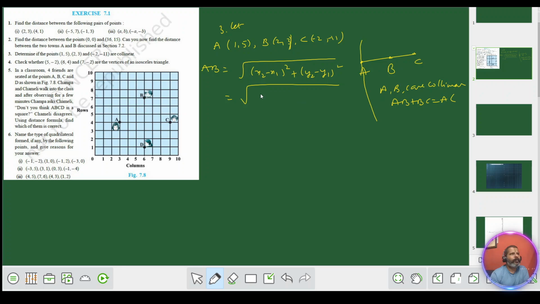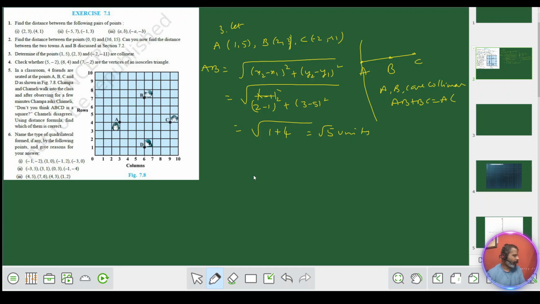AB equals the square root of (x2 minus x1) whole square plus (y2 minus y1) whole square, which is (2 minus 1) whole square plus (3 minus 5) whole square. 2 minus 1 is 1, 1 square is 1. 3 minus 5 is minus 2. Minus 2 whole square is 4. That is root 5 units.